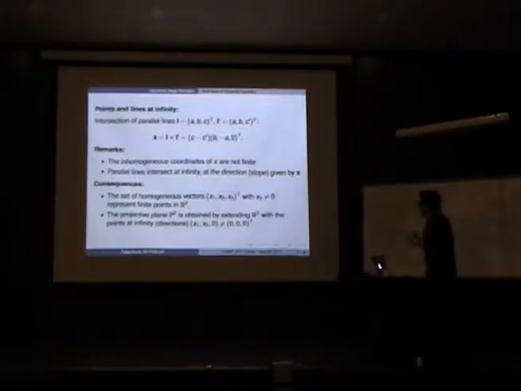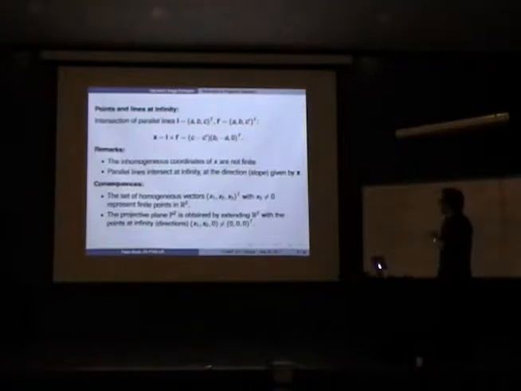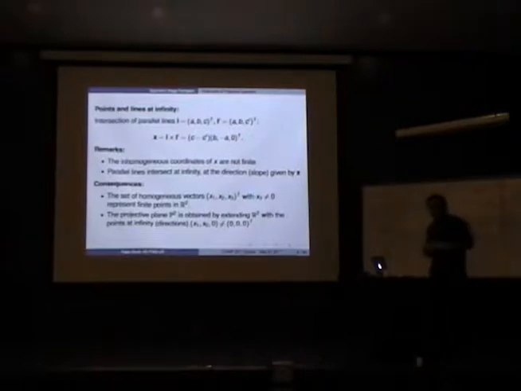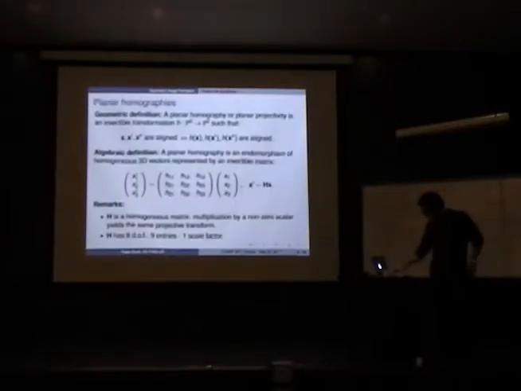So finally, finite points in the plane are those that have a third coordinate which is non-zero, and the others are points at infinity. By extending R2 with these points at infinity, which are directions, we have what is called the projective plane. So now we can define homographies in a very simple way.